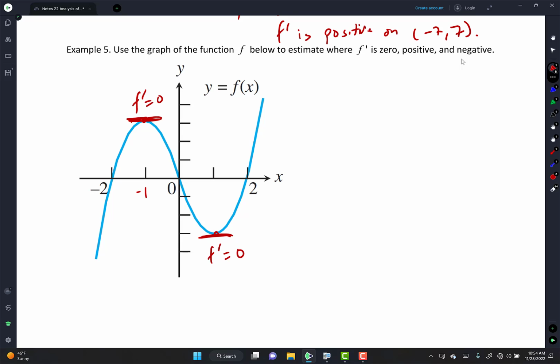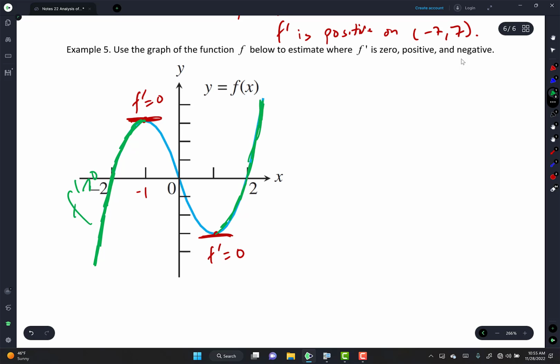If you have colored pencils, this is a good place to use them. I'm going to use green. Tell me where f prime is positive. Between negative infinity and negative 1. And there's another one where? Between 1 and infinity.